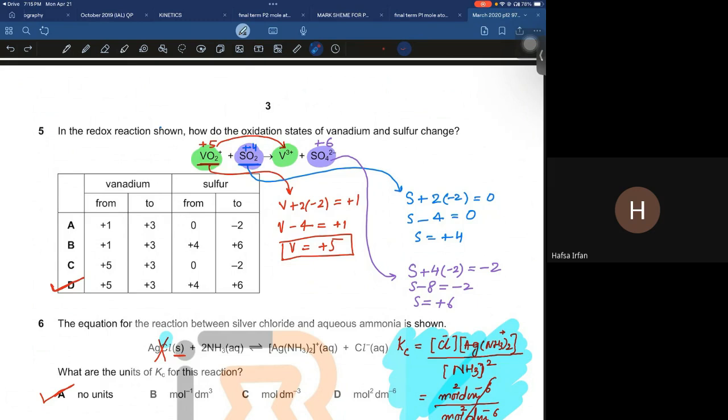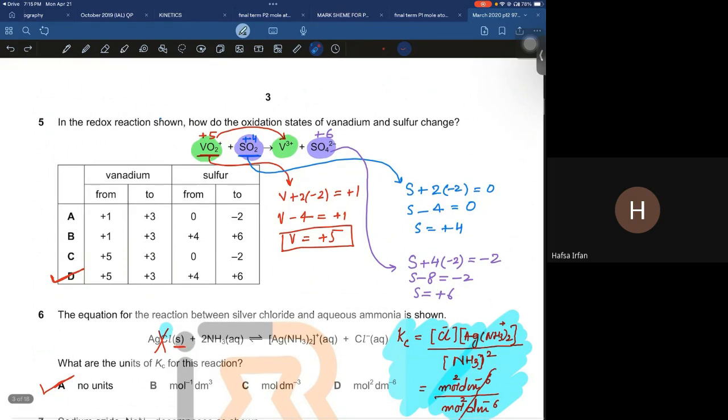In the redox reaction shown, how do the oxidation states of vanadium and sulfur change? I have found the oxidation number of vanadium in VO2+, that is plus 5. And I have calculated the oxidation number of sulfur in this, that is plus 4. It's changing from plus 5 to plus 3. So it may be C, it may be D.